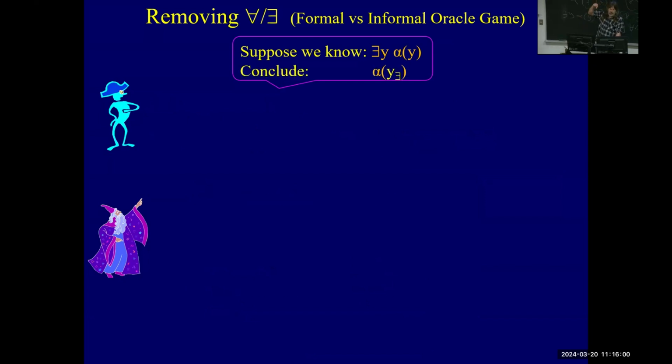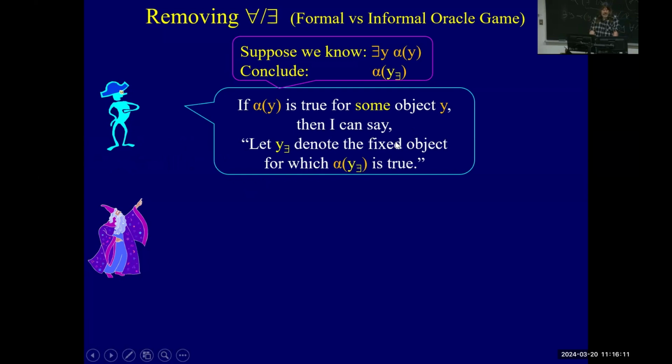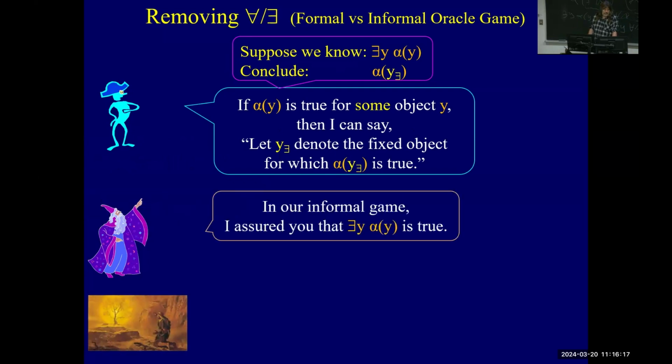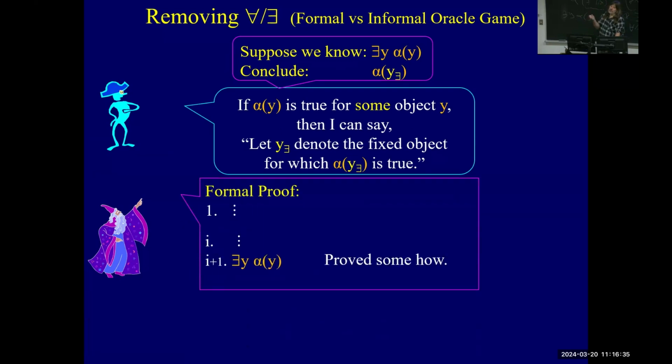Again, if we know that there exists an object, how do we do it? We say if alpha is true for some object, then I can say let this be the name of that object, right? And in our oracle game, she's assuring us that there exists a y. So she says, I give you a y, and I assure you that it's true. Everybody buy that? So in our formal proof, somehow we prove that there exists the y, and we can give it a name.